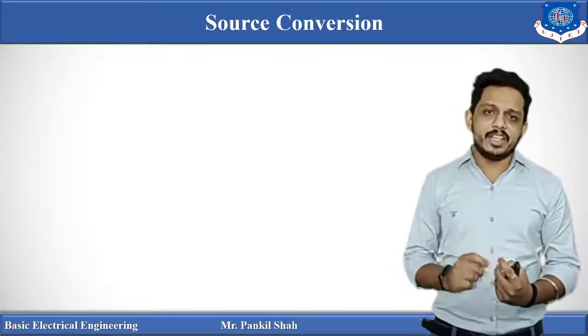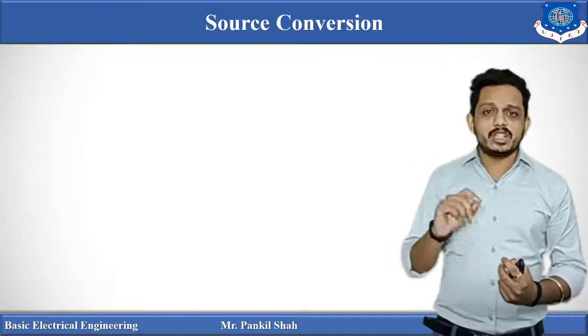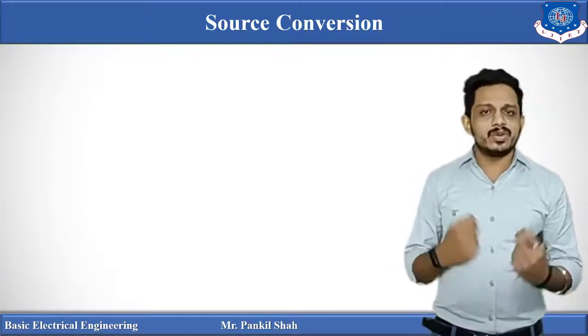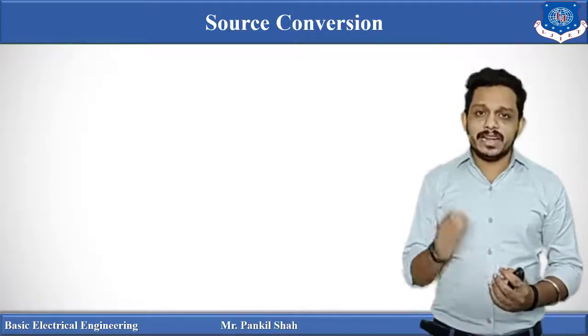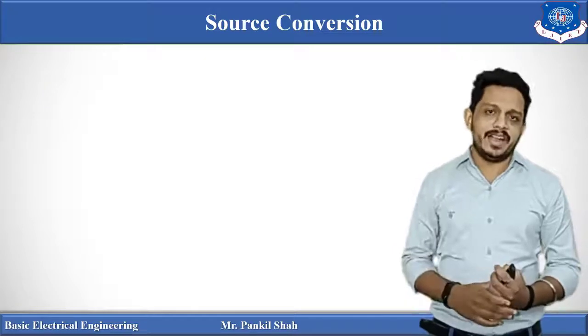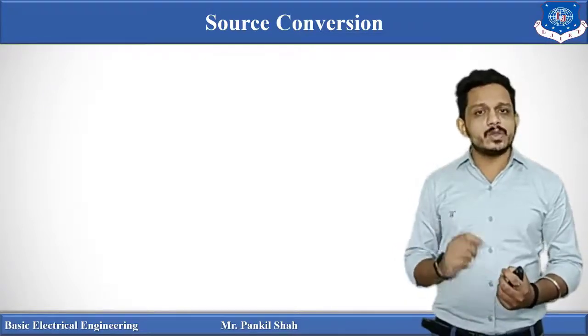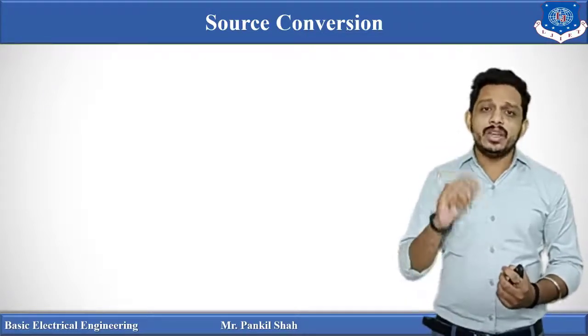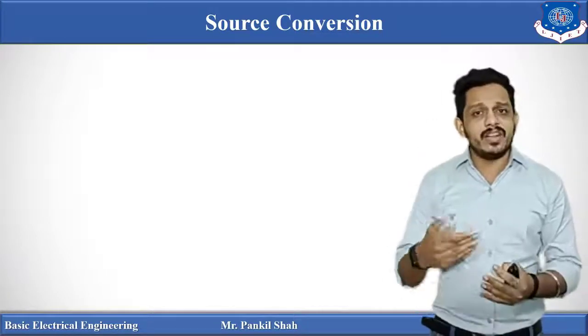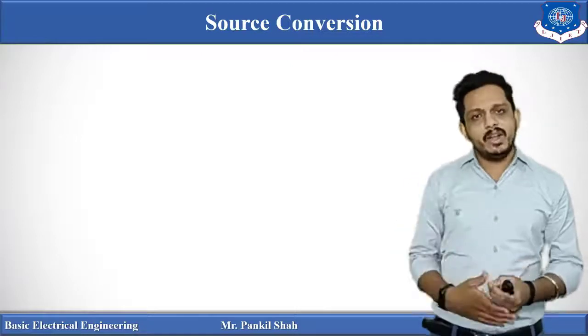So how can we transform a given voltage source into a current source, and how can we transform a given current source into a voltage source? Note that this source transformation is not applicable to dependent types of sources. It is only applicable to independent types of sources because their values are constant. We cannot transform the dependent values.